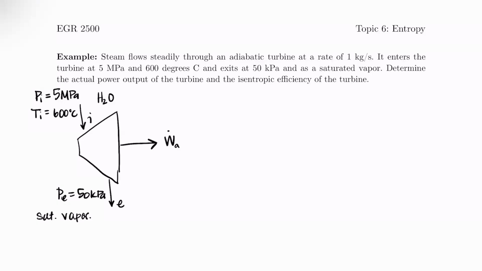Okay, so let's talk about what we want to find. So we want to find the actual power output. So that's this guy. So we want to find W dot A. And we also want to find the isentropic efficiency, which is eta T. Oh, and I forgot to write, we're given a mass flow rate too. So m dot is 1 kilogram per second.